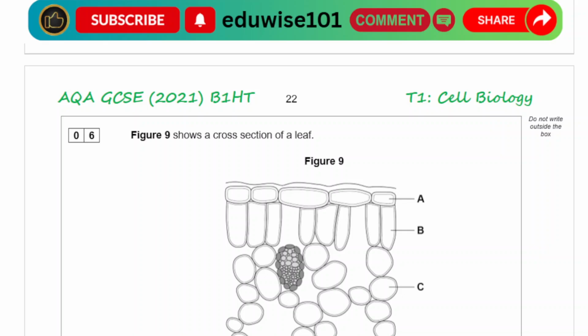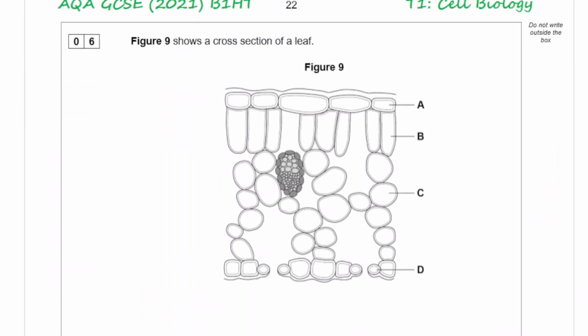In this video, I'm going to go through the AQA Biology Paper 1 higher tier from 2021. Question number 6 is on the topic of cell biology. Figure 9 shows the cross-section of a leaf. So as a revision, let me quickly label these cells. So A would be the upper epidermis.